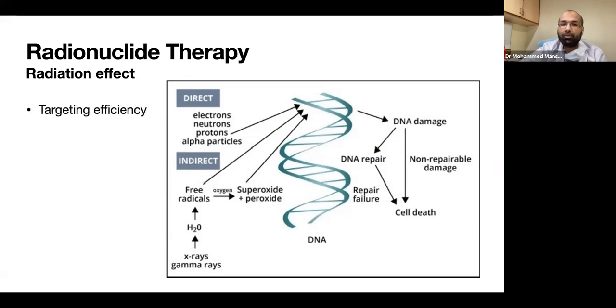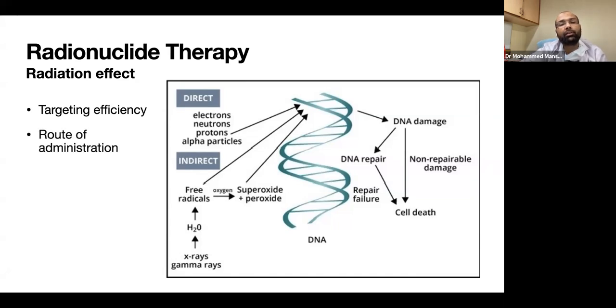That leads to apoptosis of the cell. Now, to get a good effect of this, we need a proper targeting efficiency. That means that if the labeling efficiency is very good, then the ligand and the radioisotope do not get separated before getting delivered to the cancer cell.